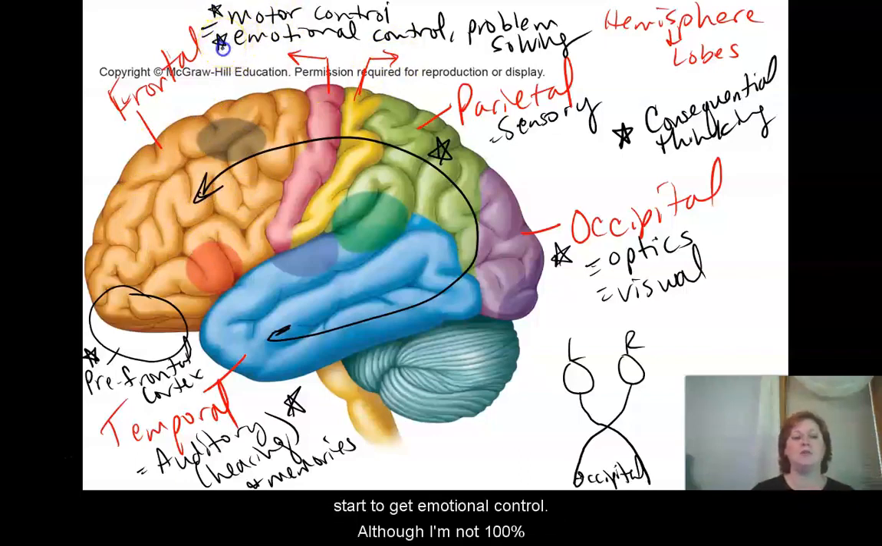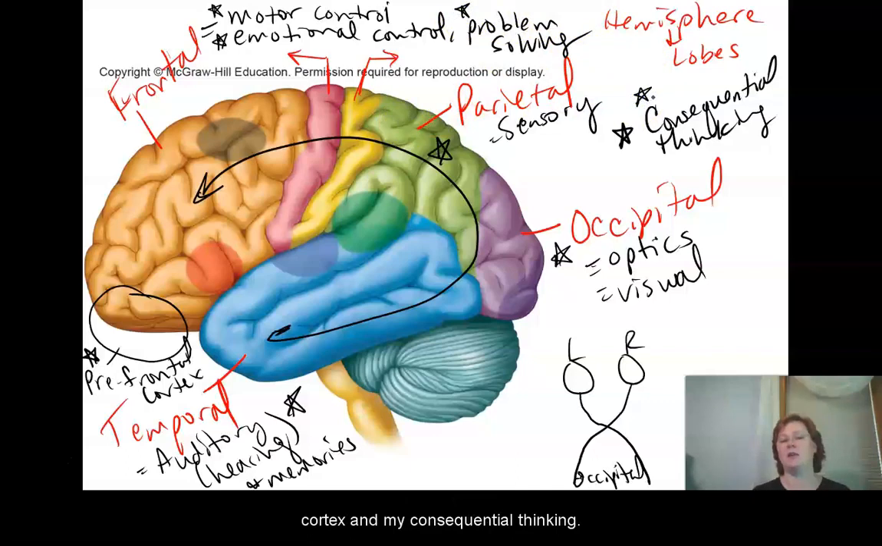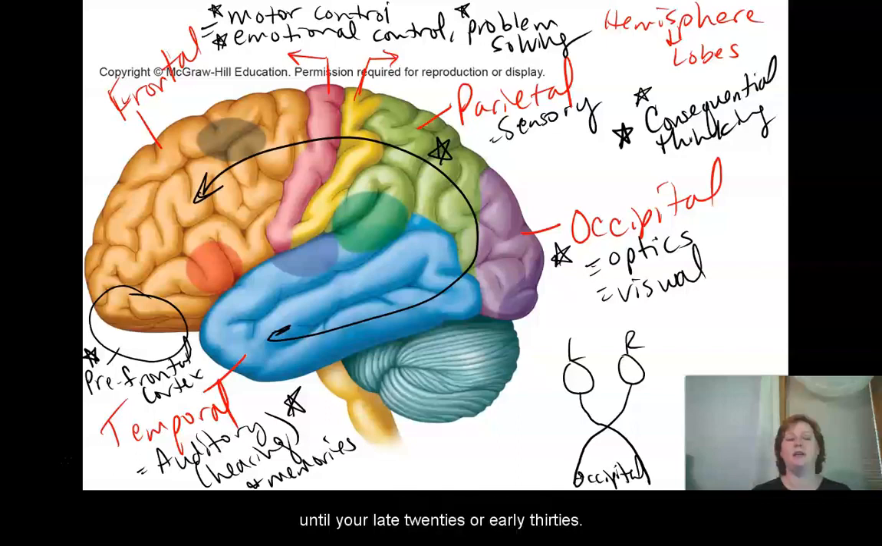They start to get emotional control, although I'm not 100% convinced that that ever completely develops in some people, and I am one of those included. Your problem solving develops, and then the last thing to develop is that prefrontal cortex and my consequential thinking. And what's interesting is the most recent studies indicate that your prefrontal cortex may not really be fully developed until your late 20s or early 30s.